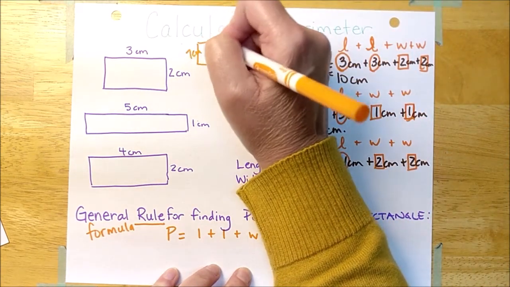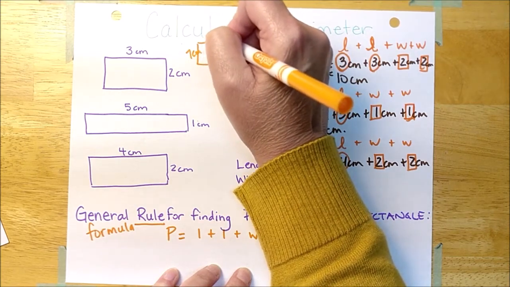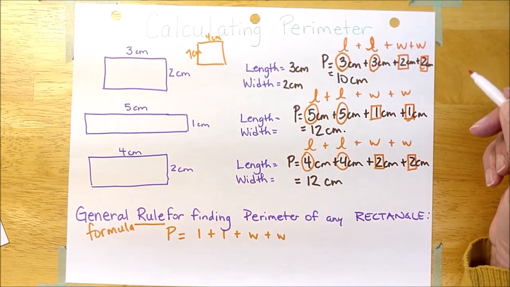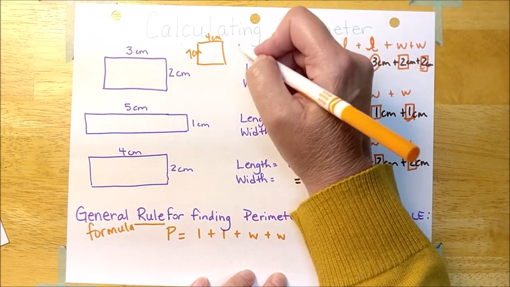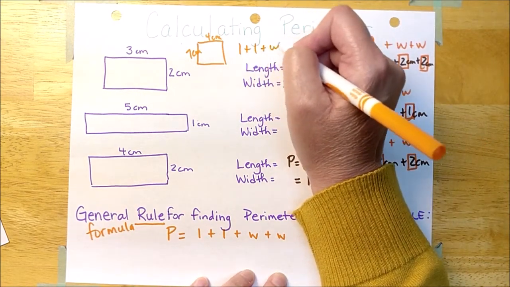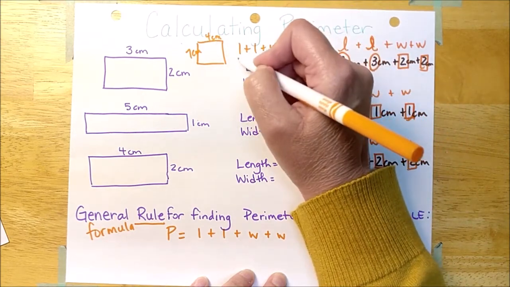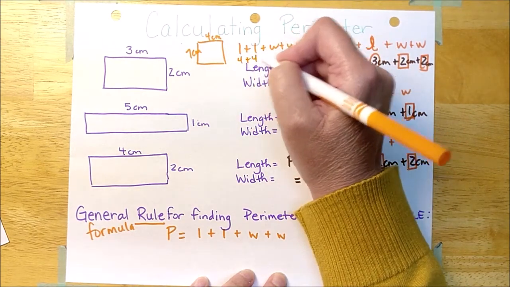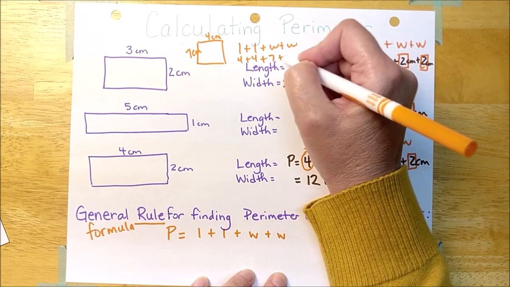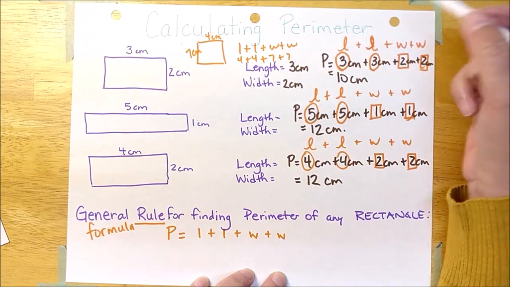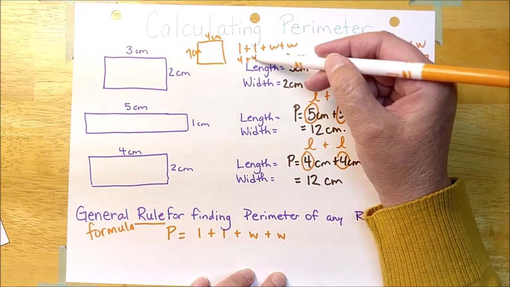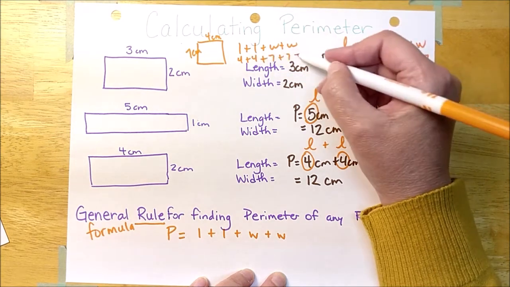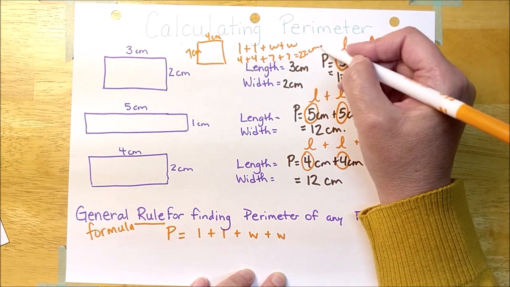So if I was to give you a rectangle, and that is 7 centimeters, and this is 4 centimeters. You could give me the perimeter of that by going length plus width plus width. So length would be 4 plus my width is 7 plus 7. And we could figure out what my perimeter is. So 7 and 7 is 14. 14 and 4 is 18. So that would be 22 centimeters.